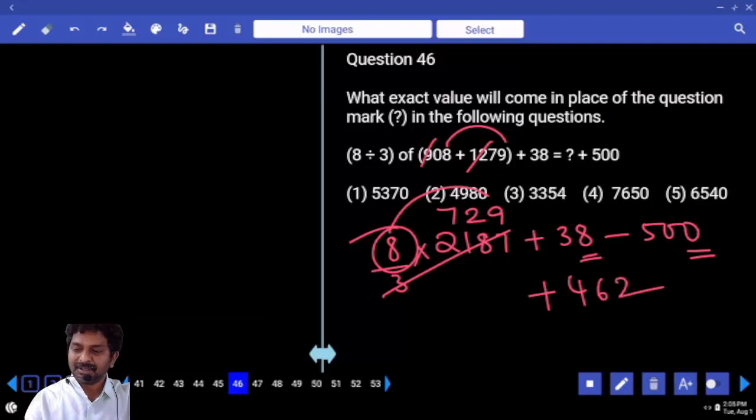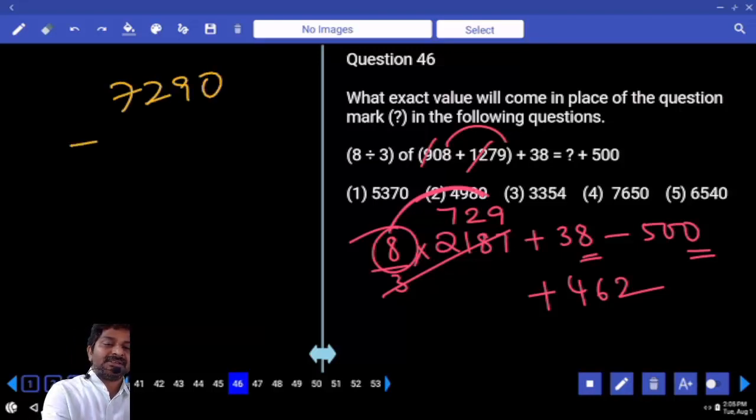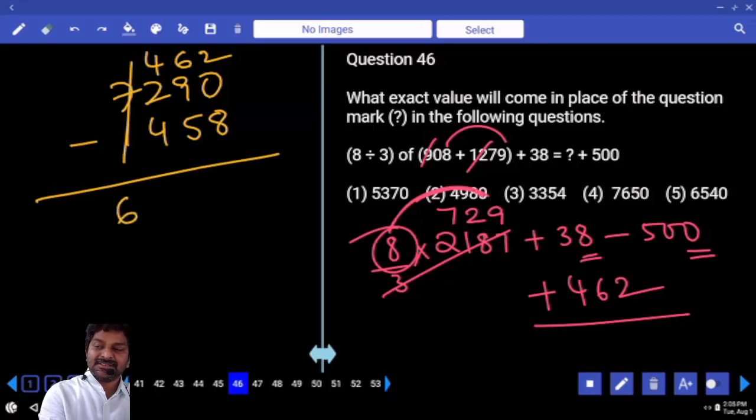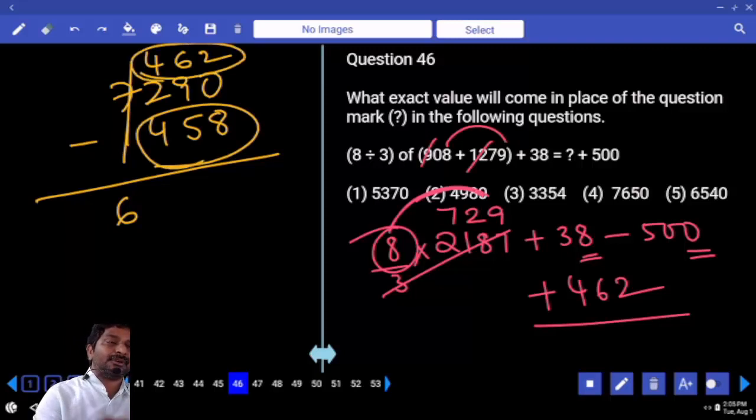8 into 729. 10 times minus 2 times, which is 1458. Correct? To that we need to add a positive number, which is 462 only. Only thousands places, that is 6000. Minus 458 can be subtracted from 462. Still you have a positive answer.